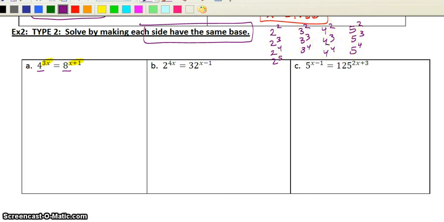And here's what I mean. 4 is the same thing as 2 squared. And 8 is the same thing as 2 cubed.